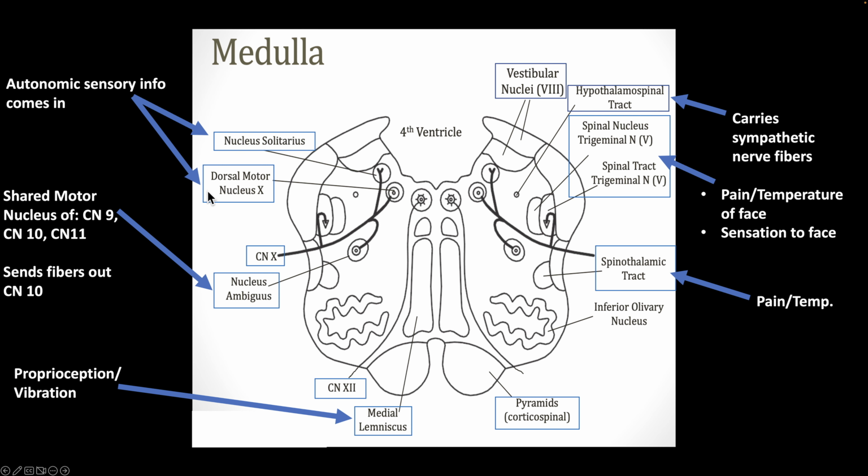Now we're going to go to the medulla. So a couple of new things in the medulla. We can go ahead and review all these here, but we already talked about all these tracts. One thing that is new is the nucleus solitarius and the dorsal motor nucleus of X here.